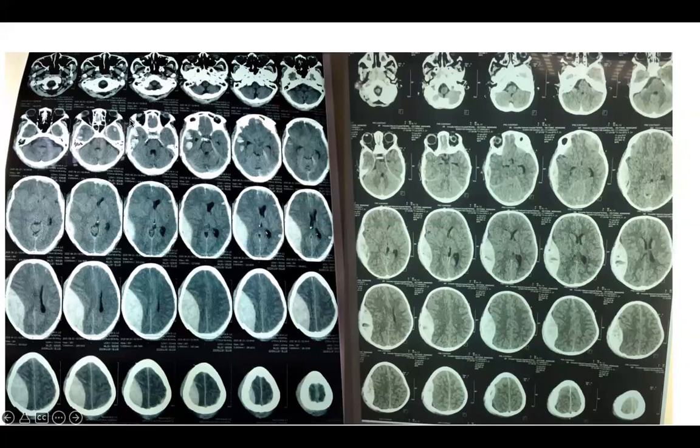Of importance, when you're looking at the scan, sometimes you just see an epidural and you forget to look at the rest of the scan. If you look at this scan, you can see there's a small contusion on the left temporal, and you also have contusional hemorrhages on the right temporal. That's also important because it will explain why the patient's GCS might not come up immediately.